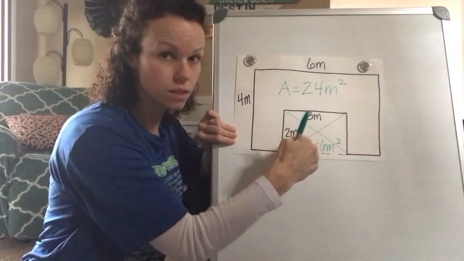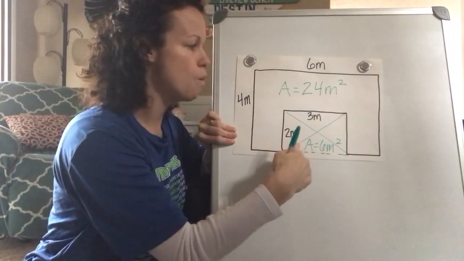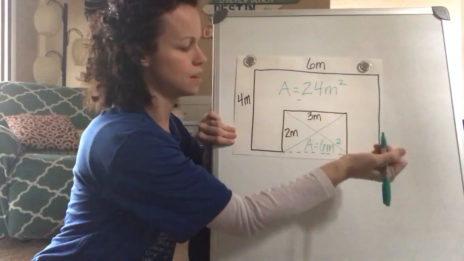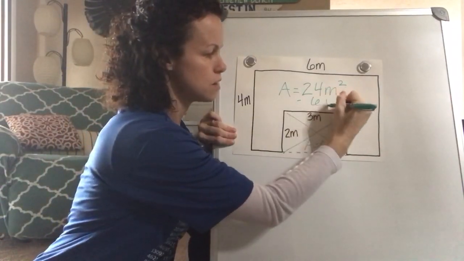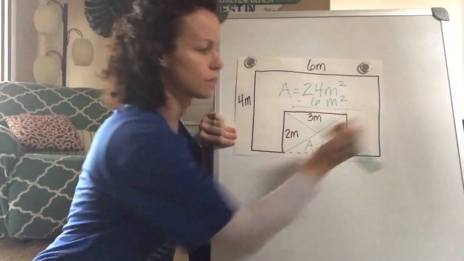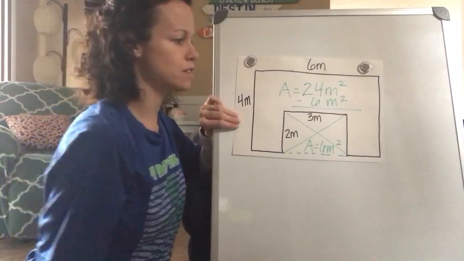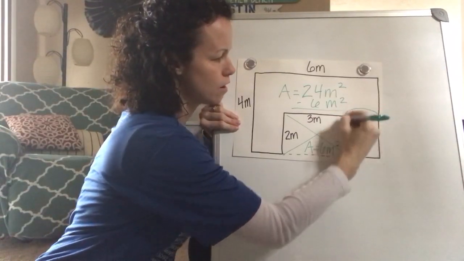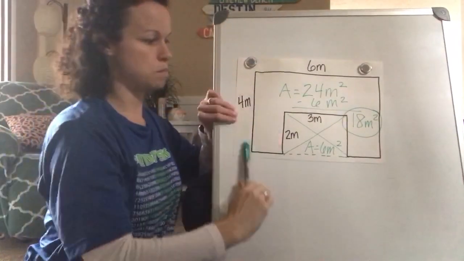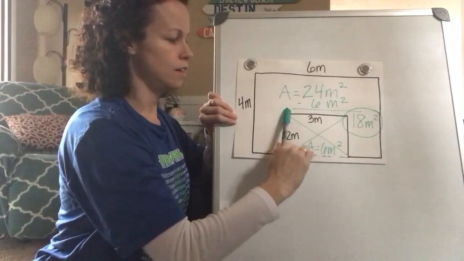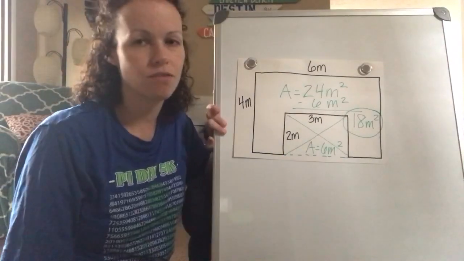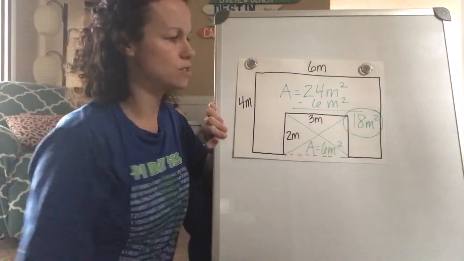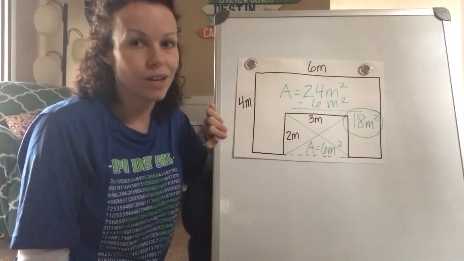But I don't want this part, right? This is the part I don't want. So I'm going to subtract 6 meters squared. And when I do that, I get an answer of 18 meters squared. Again, we found a big rectangle and subtracted that little rectangle that we didn't want to give us 18 meters squared. Okay? So again, that's one way.